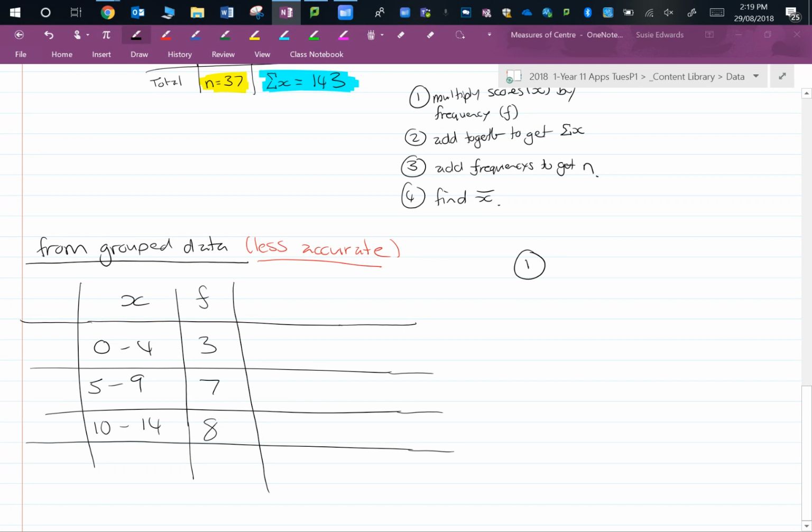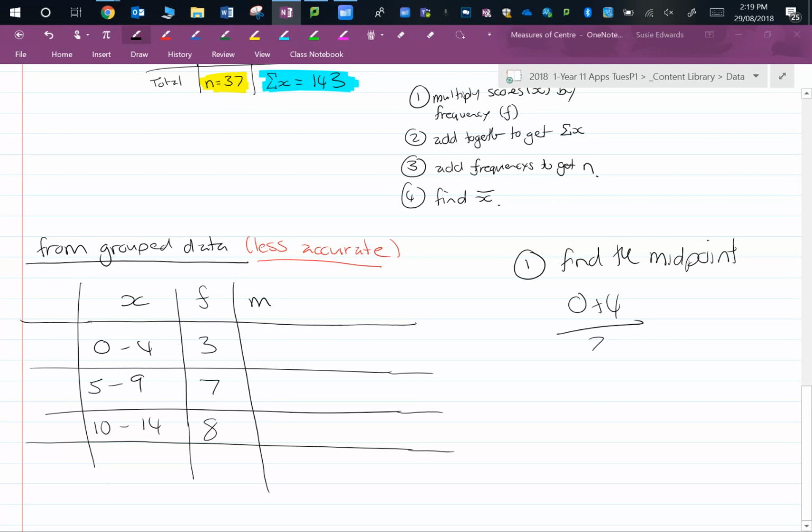Say it again? We could assume that they're all in the middle of that. We don't know that, and that's why I said it's less accurate. But what we can do is find the midpoint, just like we did with histograms. How do we find the midpoint of 0 and 4? How do we find the middle between 0 and 4?